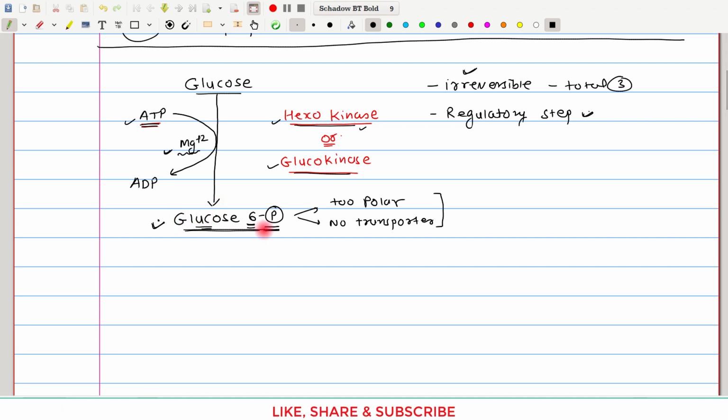So what will happen to this glucose 6-phosphate? Currently, it is in the cytoplasm. So it cannot cross the cell membrane. So this glucose 6-phosphate remains trapped in the cytoplasm.